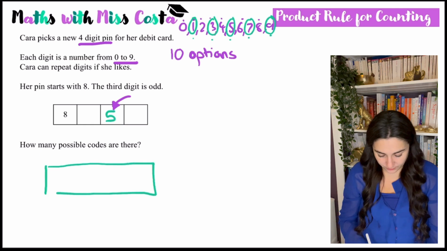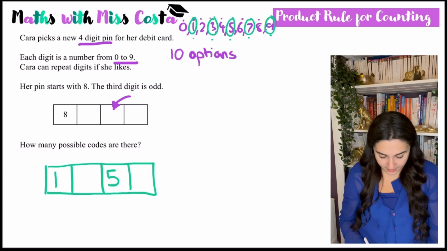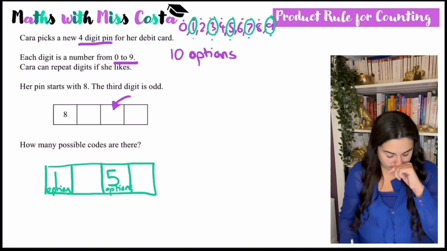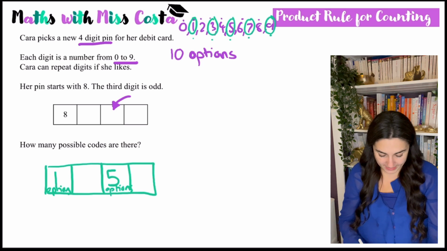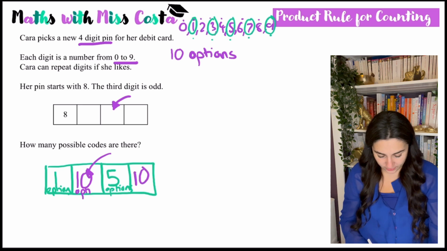So let's just write this out again. I'm not saying that the third digit is 5. I'm saying that there are 5 options. So for my first number, I have 8, so I only have 1 possible option. For my third digit, I have 5 possible options. So this represents options. Am I given any other information? No. So that means my second and fourth digits could be anything, so I've got 10 options and 10 options again.